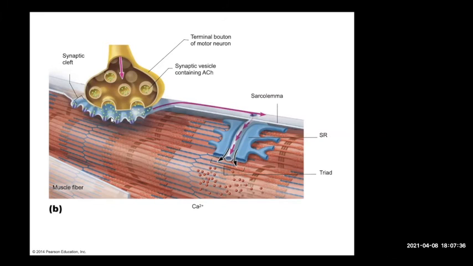Vesicle release, acetylcholine, ion channels open, action potential, down the T tubule, right? We're going to release calcium over the sarcomeres over here. Calcium is going to be released over it. Calcium is going to be the signal for the interaction between your myosin and actin filaments to contract.